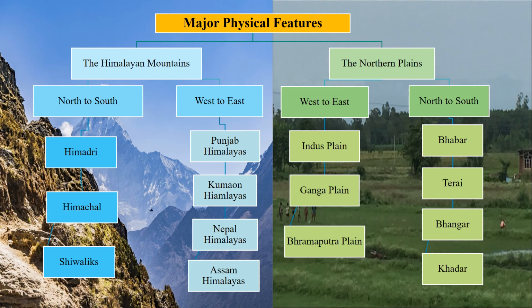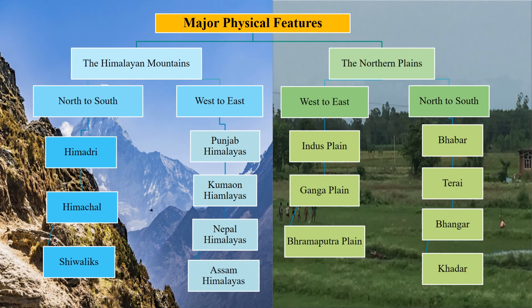Northern plain, that is also divided into 2 parts further. From west to east, we can divide the northern plains on the basis of drainage basin. So the area drained by Indus is called as Indus plain, the area drained by Ganga is called as Ganga plain and the area drained by Brahmaputra is called Brahmaputra plain.